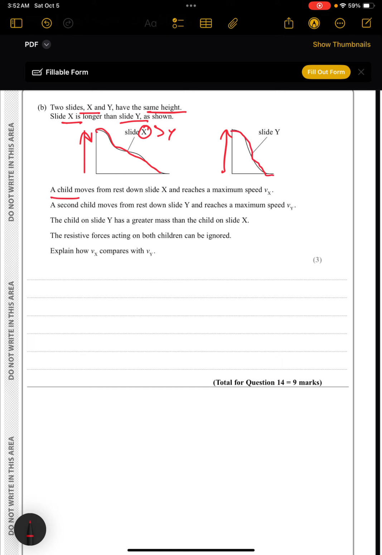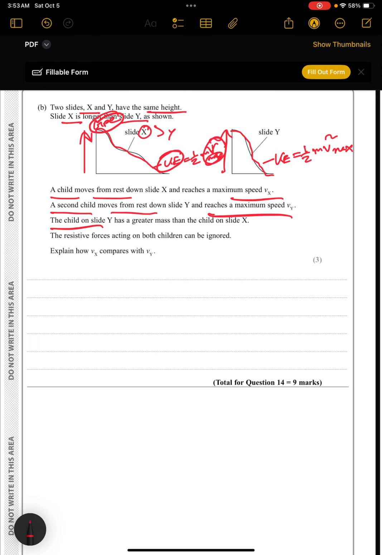The child moves from rest down slide x and reaches a maximum velocity vx. So here the kinetic energy is half mv square, and this velocity is going to be max. The second child moves from rest down slide y, reaches a maximum velocity vy, and here the kinetic energy is also half mv square. Here it has a GPE and here it has kinetic energy at vmax. They have said the child on slide y has a greater mass than the child x.